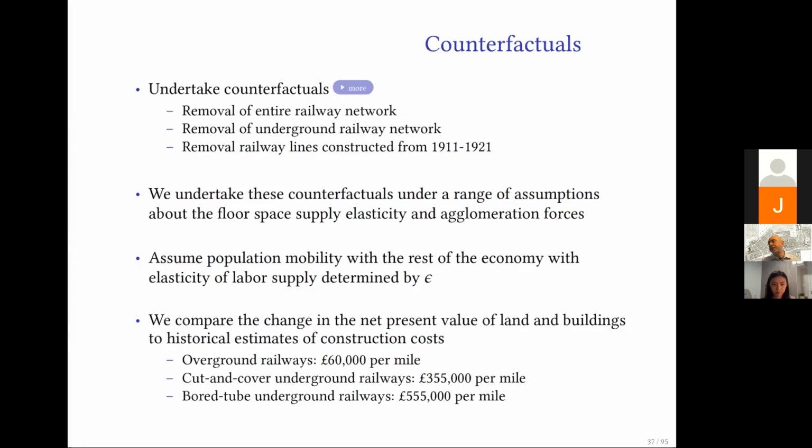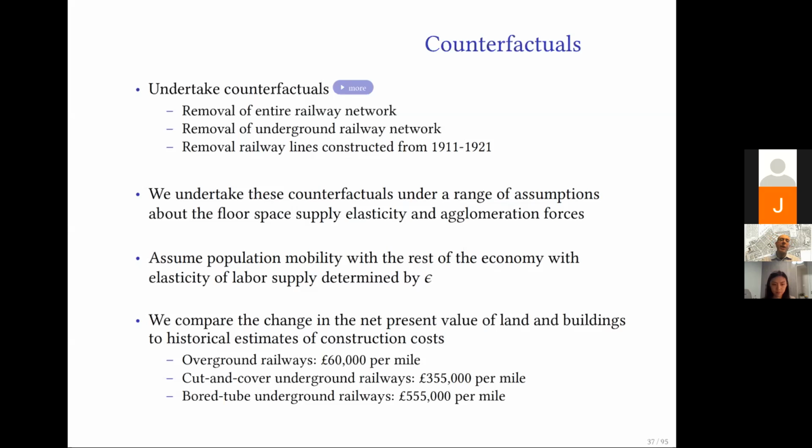We're also going to report a comparison of the changes in the values of land and buildings from constructing London's 19th century railway network to the historical estimates of the costs of constructing those railways. There we're very fortunate that the House of Commons had a number of parliamentary commissions which reported detailed estimates of the costs of building railway lines. So we distinguish between the costs of building cut and cover underground railway lines, using statistics reported by those parliamentary commissions. The Parliamentary Commission estimates those at around £350,000 per mile in 1921 prices.